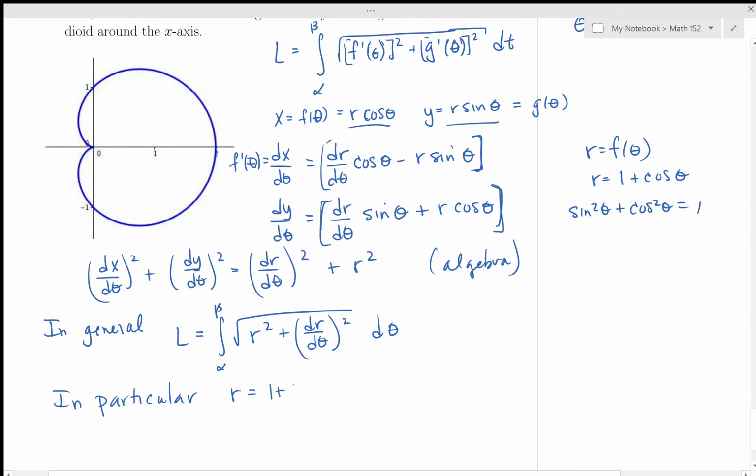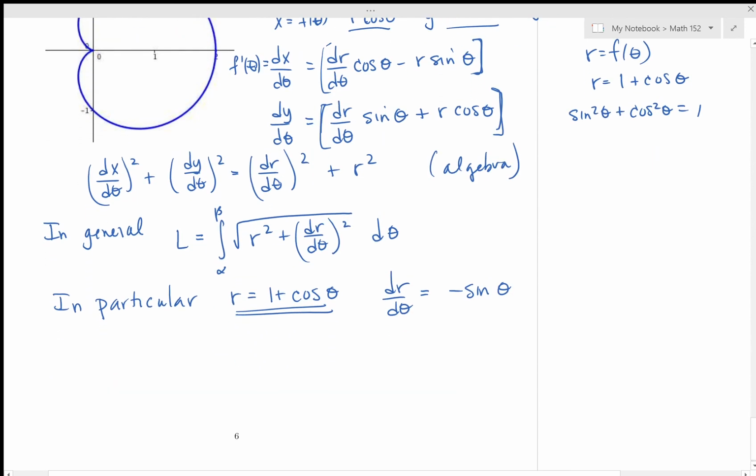Now in particular, that is our case right here, where r is equal to 1 plus cos theta. That is because we're looking at the cardioid. This is the equation of the cardioid. Then dr by d theta is minus sine theta. Okay, now I can fill these things in.